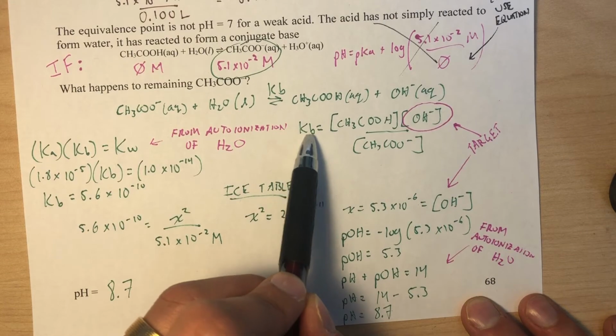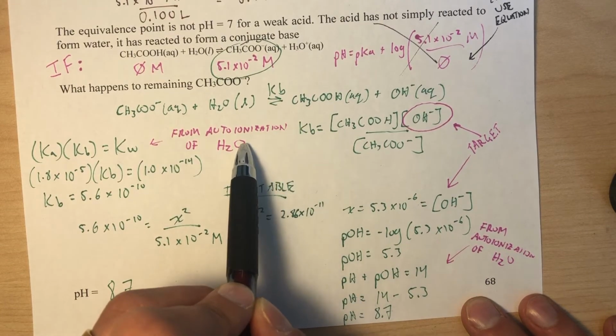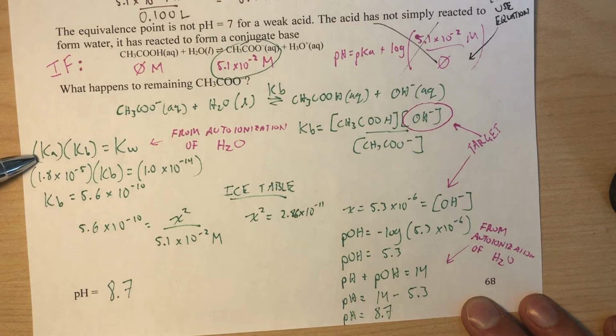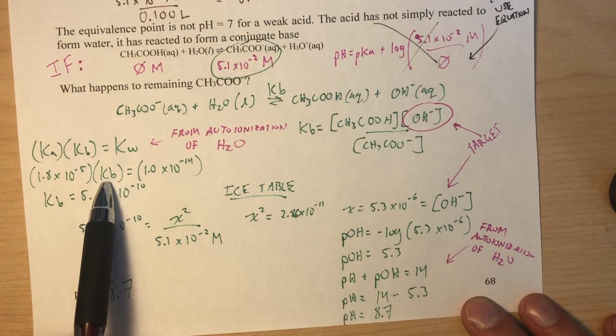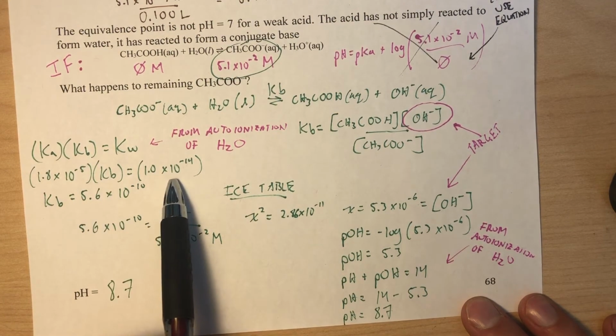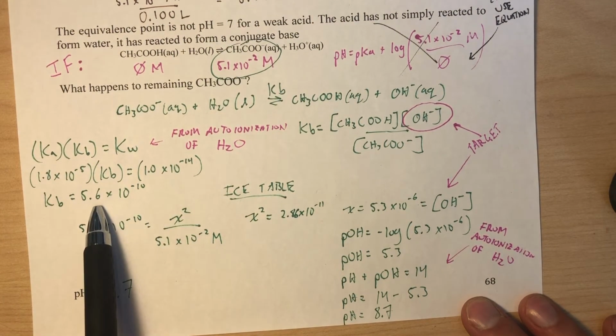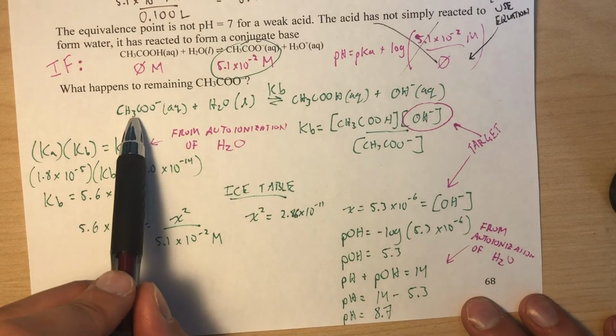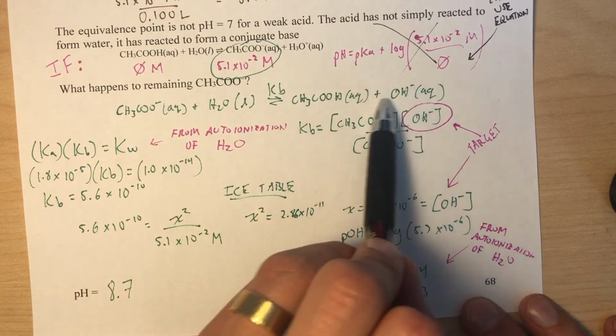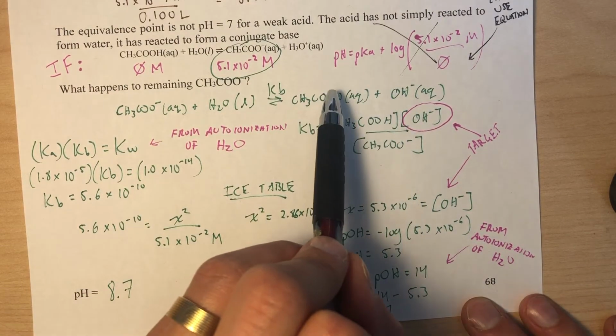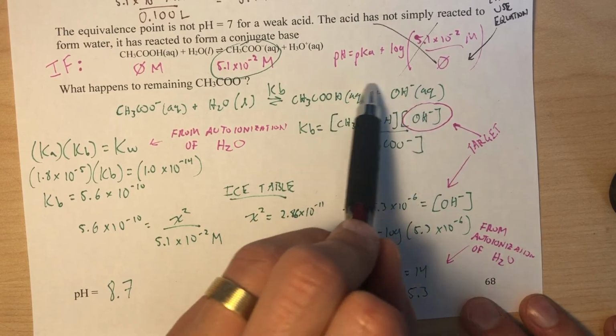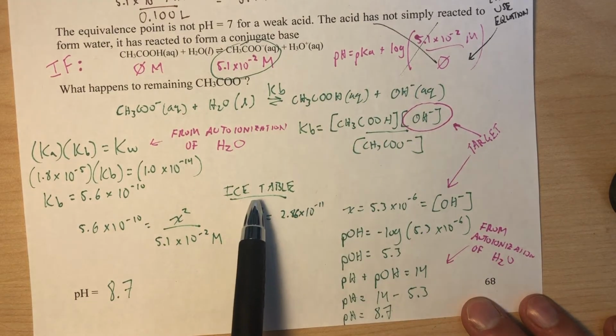We can figure out what Kb is from the autoionization of water. Ka times Kb is always equal to Kw. So our Ka is 1.8 times 10 to the negative fifth, multiply that by Kb, and that gives you 1 times 10 to the negative 14. We can solve for Kb and discover that it's 5.6 times 10 to the negative 10. We have a Kb, we have an initial concentration of one reactant, and we have none of this so far, so we would solve for our equilibrium values using an ice table.